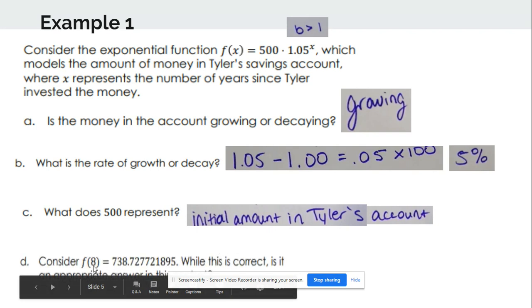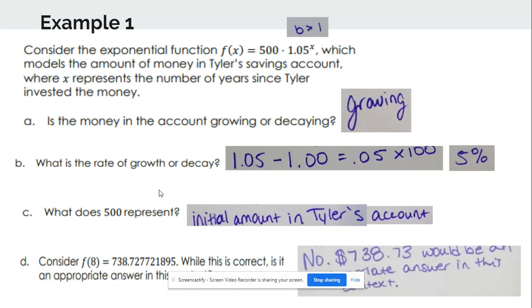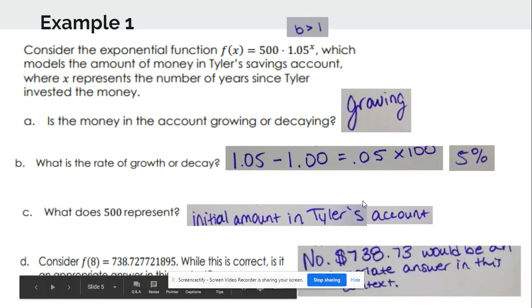This says consider f of 8 equals 738.727721895. While this is correct, is it an appropriate answer in this context? And honestly, we have to say no. Because we're talking about money, we should always be at 2 decimal places. So $738.73 would be an appropriate answer in this context, but not repeating decimals. So it's important to be mindful of that.